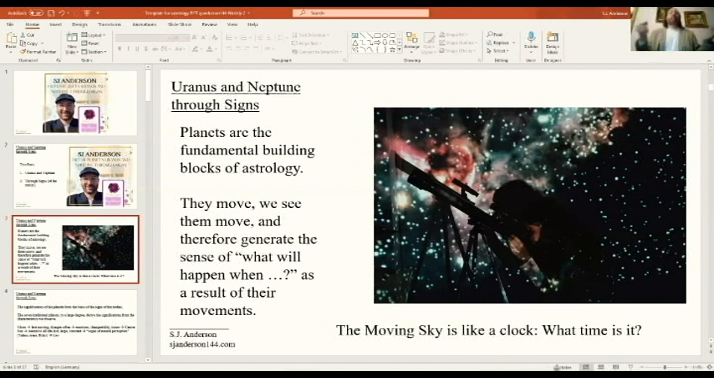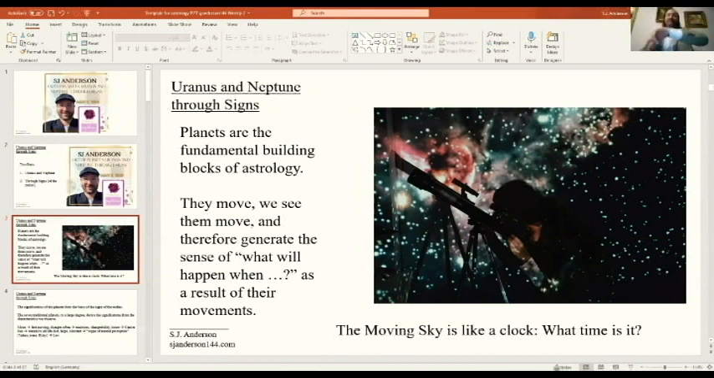And like I have here, the planets move, we see them move, and then we can generate a sense of this question: what will happen when this planet is in the same spot again? You begin to notice pattern. You begin to notice symbolic repetition, such that you can say, just like with language, if someone uses the same noun in a language you're learning, you can begin to get used to what that noun means, what object that word is pointing to in reality.